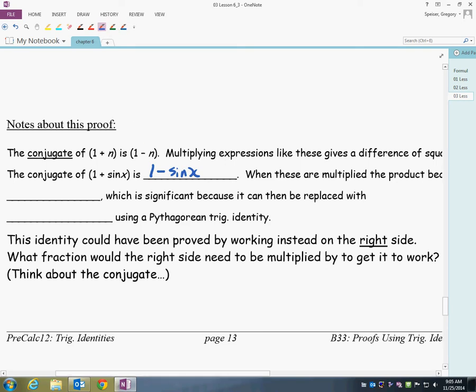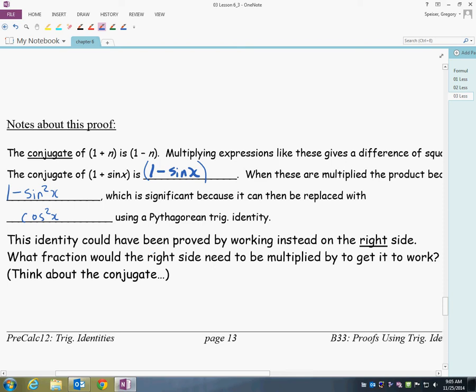Okay. When 1 plus sine of x and 1 minus sine of x are multiplied, it becomes 1 minus sine squared of x, which is significant because it can be replaced with, do you see it? Cos squared of x, using a Pythagorean trig identity: sine squared plus cos squared equals 1. This identity could have been proved by working instead on the right-hand side.